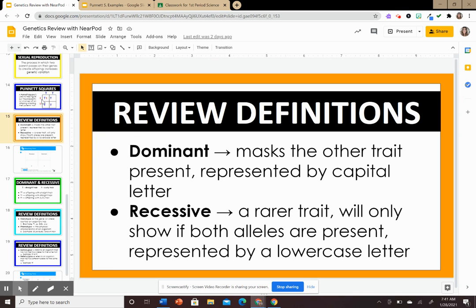Remember, dominant means that it is the biggest trait, right? It kind of beats up on the other traits. If there's a dominant trait present, that trait is always going to win. And we represent the dominant trait by a capital letter. Okay, recessive, that means it's the rarer trait. That means it will only show up if both alleles are present. You have to get one from your mom, and you have to get one from your dad. Blue eyes, for example, is a recessive trait. You had to have a blue-eyed trait from your mom and a blue-eyed trait from your dad, and those are represented by a lowercase letter.